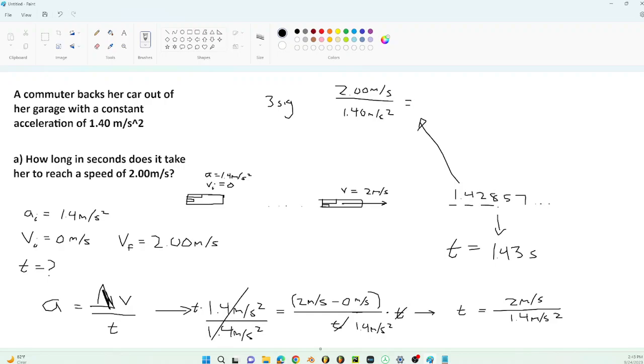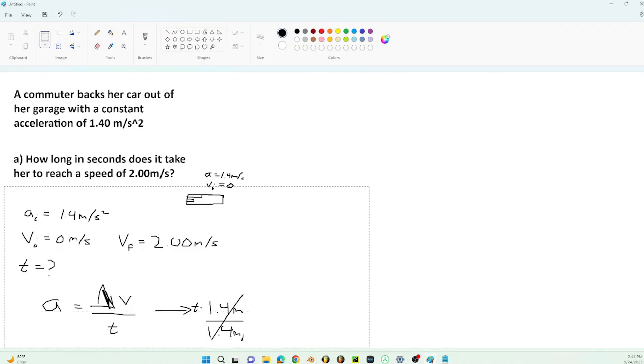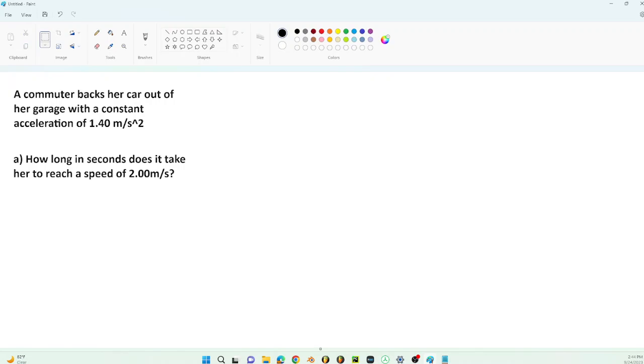So 1, 2, and 3. We need to round this in order to acquire three sig figs, and 1.428 rounds to 1.43, and that's how we got our first part. So in conclusion, the amount of time it takes for her to reach 2 meters per second, accelerating at 1.4 meters per second squared, is 1.43 seconds approximately.